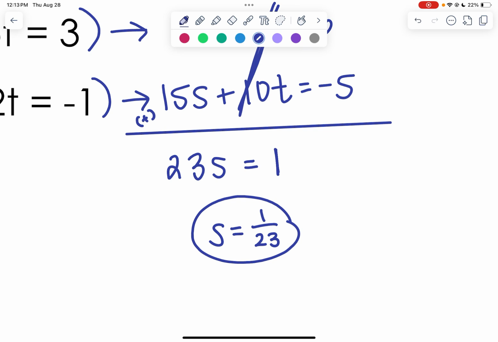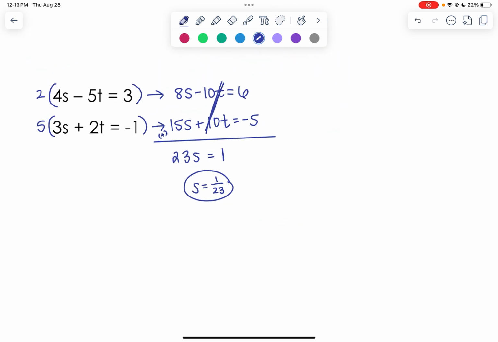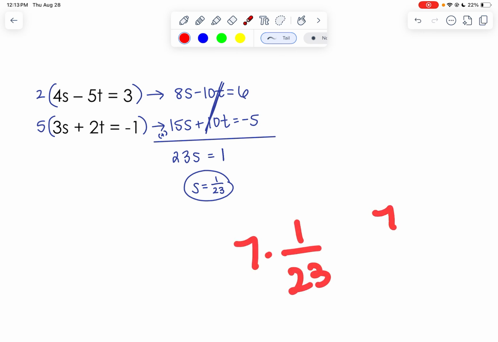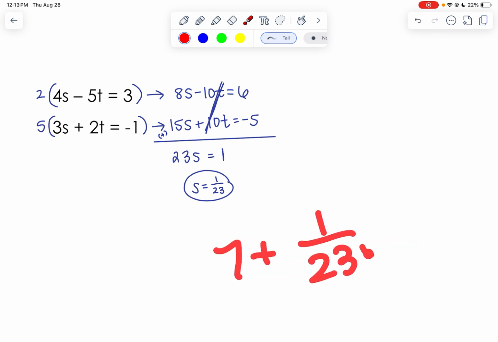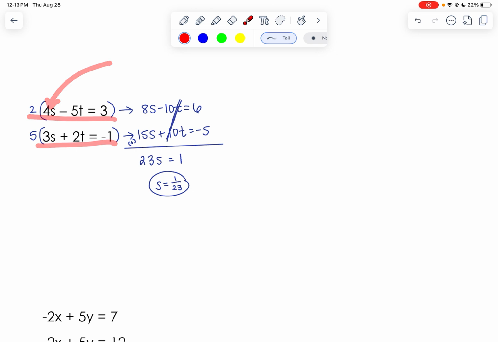And I already have half of it. Now, some of you are already thinking, we can't have fractions. You can have fractions, and you will have fractions. And so you want to make sure that you know how to solve with fractions. Whenever you're multiplying fractions, if you have 7 times 1 over 23, that's just going to become 7 over 23. You just multiply them. But if I have 7 plus 1 over 23, now I need a common denominator of 23. So from here, I'm going to take this, plug it back into either equation for s, and then solve for t.